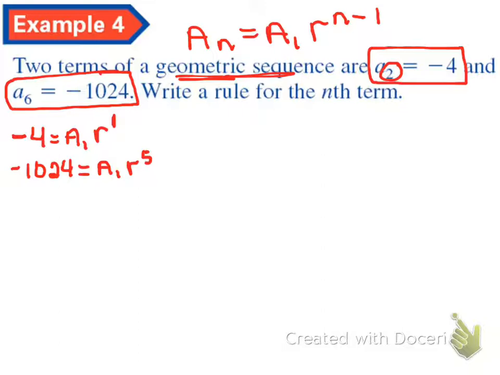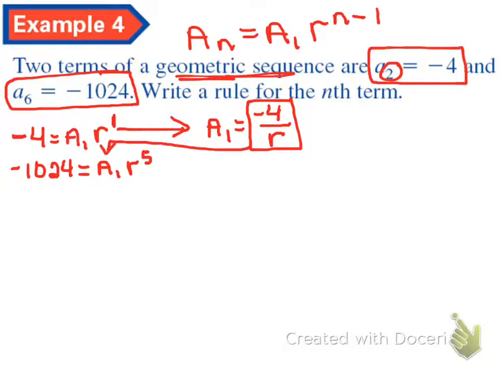The easiest way to solve this system of equations is to use substitution. It would be easier to rewrite this equation, divide by the rate. So the first term would be equal to negative 4 divided by, since it's r to the first power, we can just say divided by r. Now, we're going to use substitution, so we're going to take this and substitute it into our second equation where a is. We're going to substitute it in here for a.